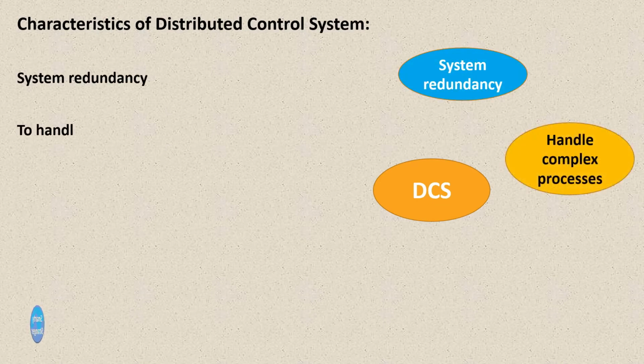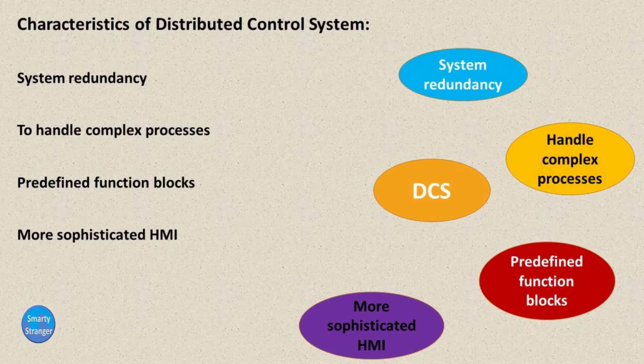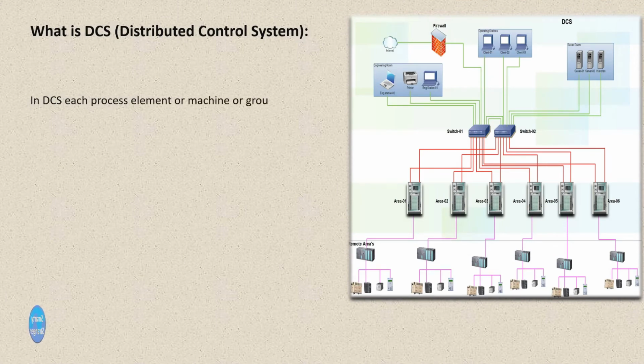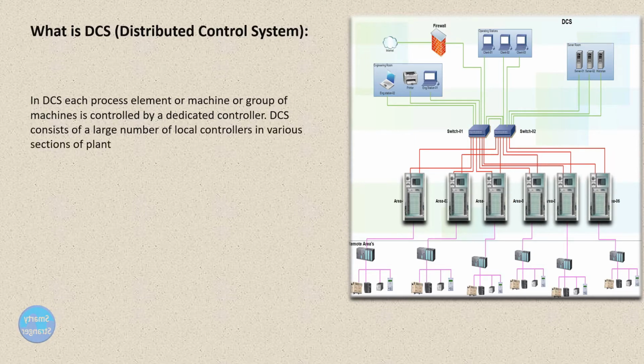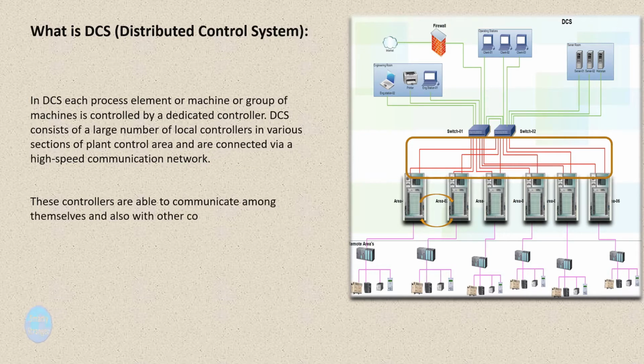A distributed control system provides system redundancy to handle complex processes, predefined function blocks, more sophisticated HMI, scalable platform, system security. In DCS, each process element or machine or group of machines is controlled by a dedicated controller. DCS consists of a large number of local controllers in various sections of plant control area and are connected via a high-speed communication network. These controllers are able to communicate among themselves and also with other controllers like supervisory terminals, operator terminals, historians, etc.